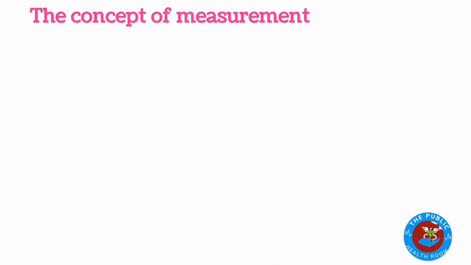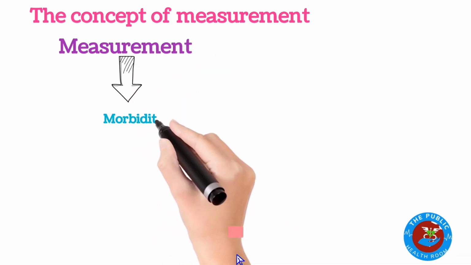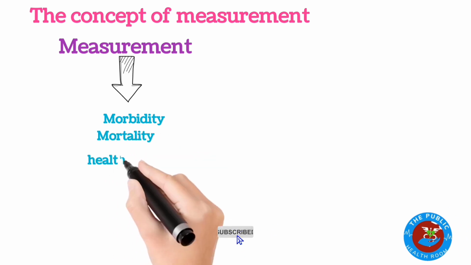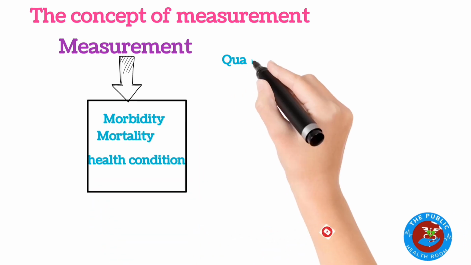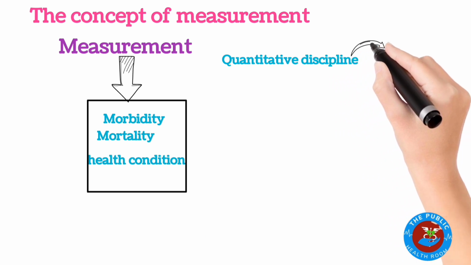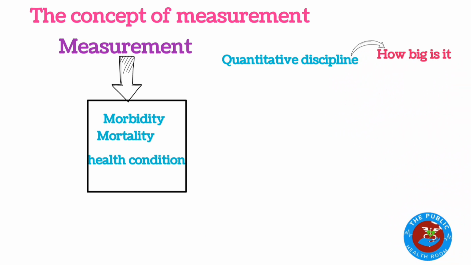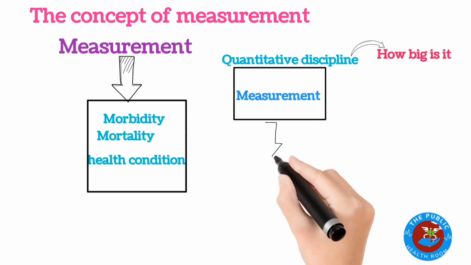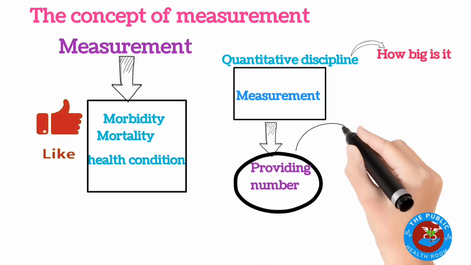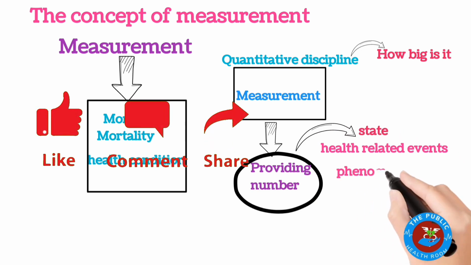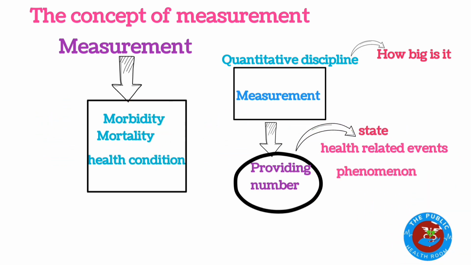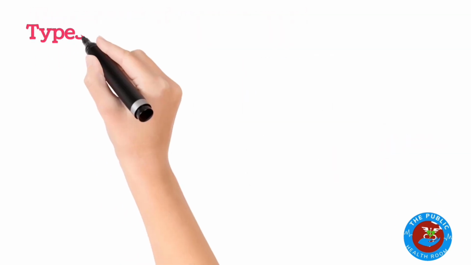Epidemiology involves measurement or quantification of morbidity or sickness and mortality or death and health-related conditions. It is mainly a quantitative discipline, which starts its study of human disease by quantifying its magnitude. How big is it? Measurement is a process of providing numbers to a health-related event, state, or phenomenon. Measures of disease frequency. Frequency is the rate of occurrence or the number of times that a particular disease or health-related condition occurs.